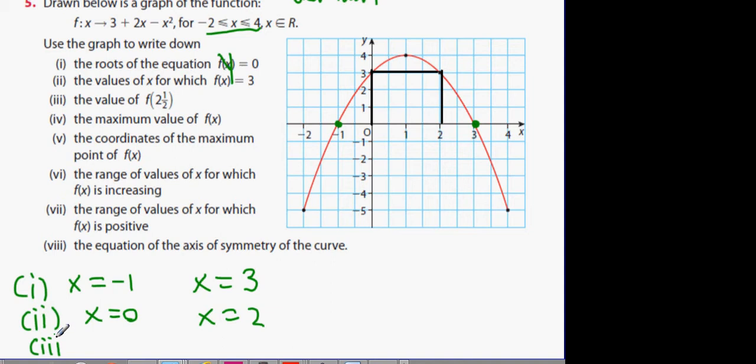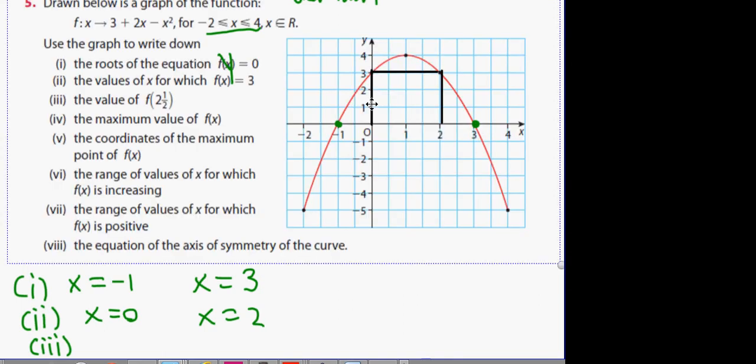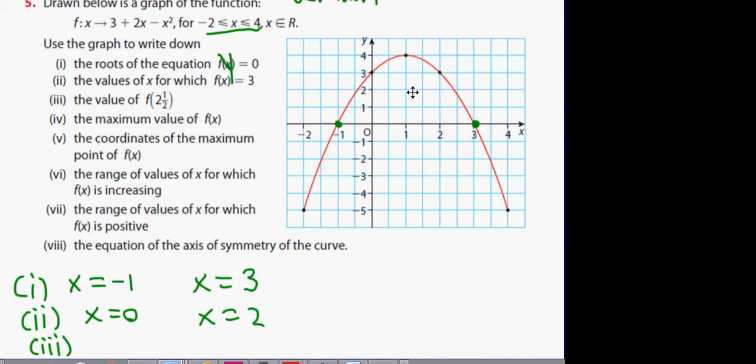So where is the input 2.5, lads? Tell me where? Where's the input 2.5, guys? Anybody? x equals 2.5. You go across and over, and what do we get? About 1.7? Yeah? Anywhere in that region will do.